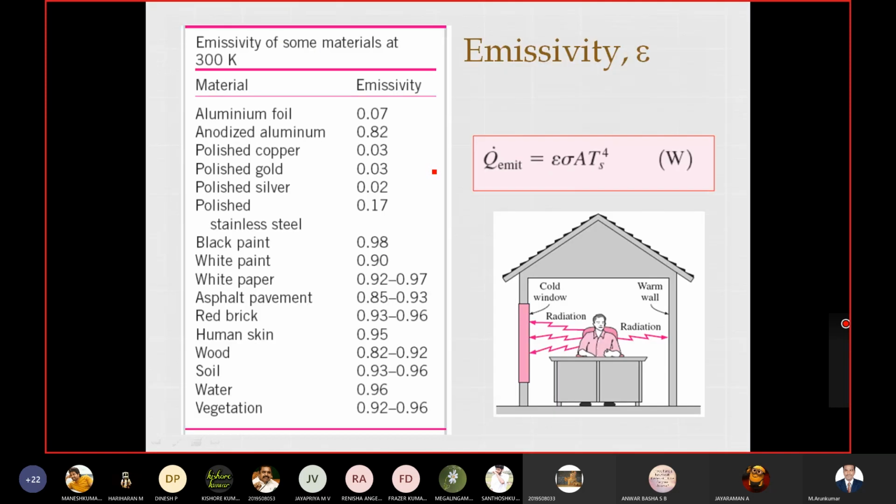Then we can have the emissivity values in a table at 300 Kelvin, that is room temperature. So aluminum foil has an emissivity value of 0.07. Then all other materials have their own emissivity values. So we can take the equation for heat transfer: Q dot is equal to epsilon sigma A Ts to the power 4, in units of watts.